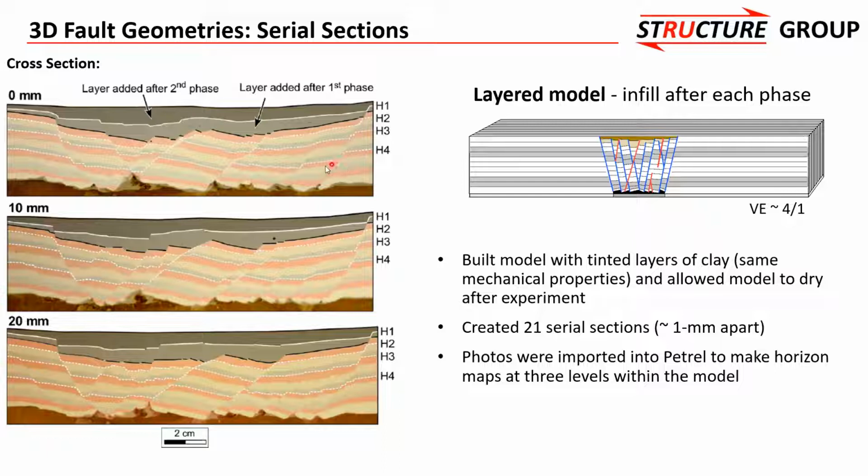And so we built this model and infilled after the first phase extension and second phase of extension, and then allowed the model to dry to preserve it. And unlike sand models, which you only have to wait a day, for clay models, you have to let them dry very slowly. And so we waited approximately 6 to 8 weeks for this to dry out. But once we did that, we could then make very thin serial sections through the model.